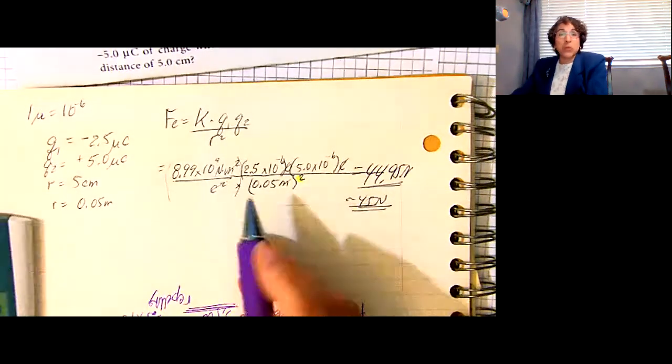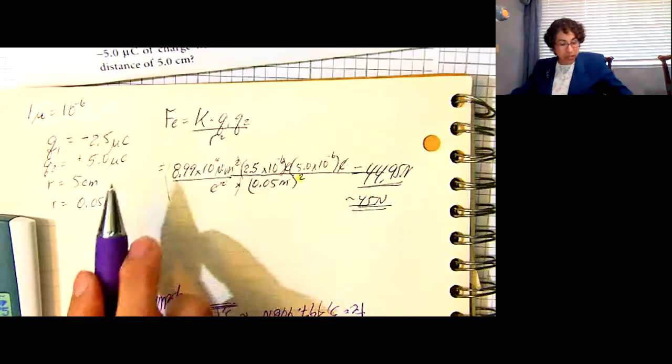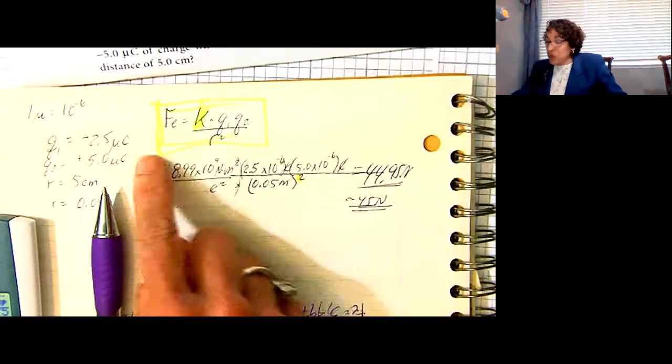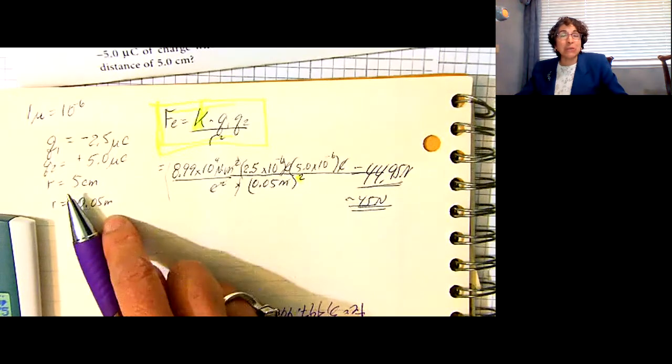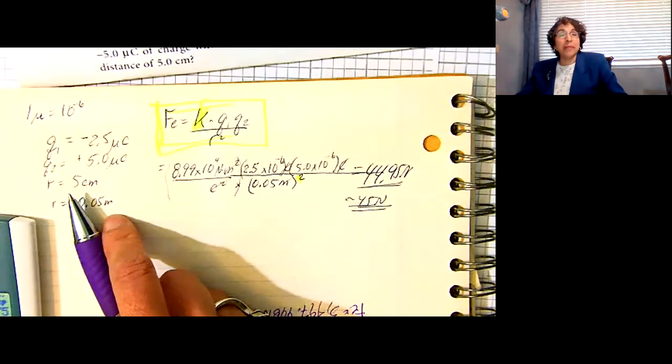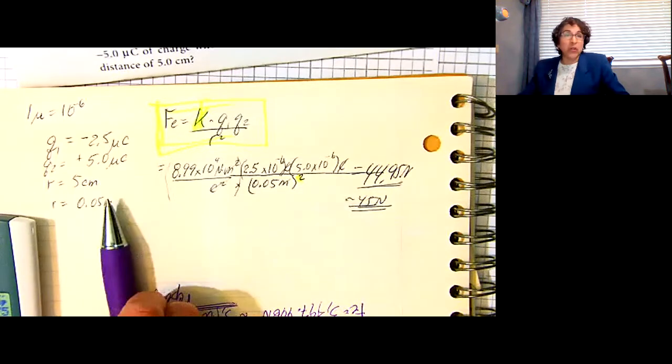So all we did was apply the same equation, which is Coulomb's law, using Coulomb's constant. But we just had to make sure we were careful with our units. So distance has to be in meters, or the radius they call it. And we need coulombs, not microcoulombs.